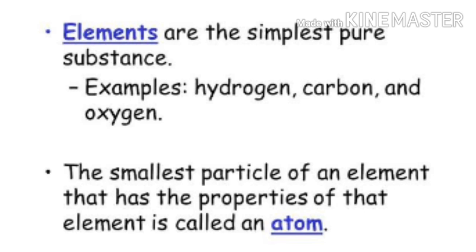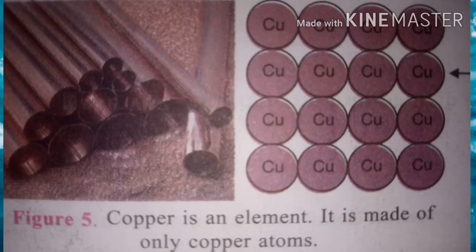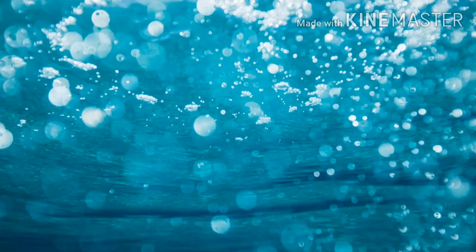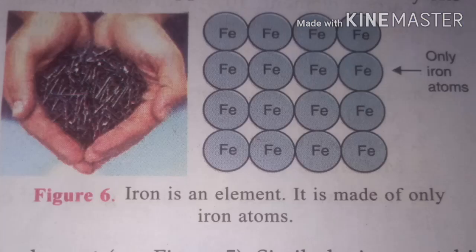An element cannot be split up into two or more simpler substances because it is made up of only one kind of atom. For example, copper metal is made up of only one kind of atom called a copper atom. Similarly, iron metal is made up of only iron atoms. So this is also an element.